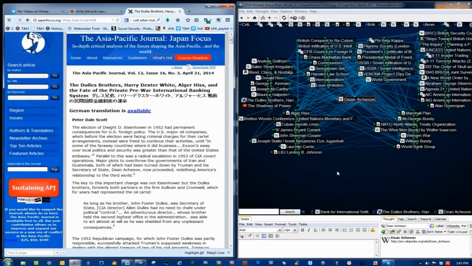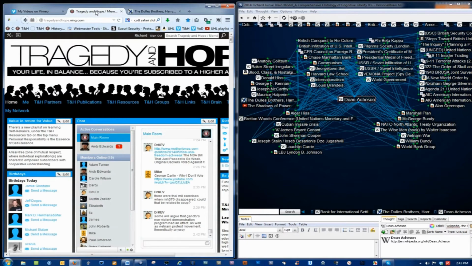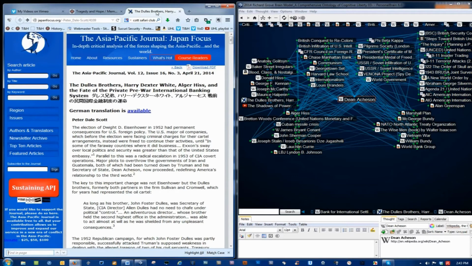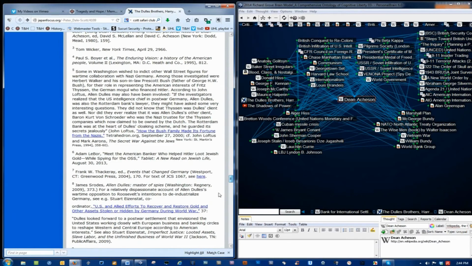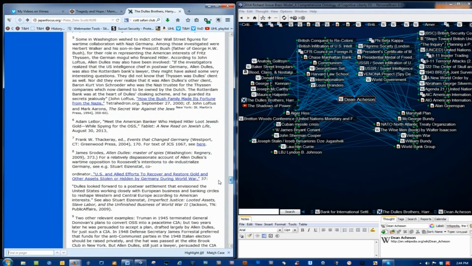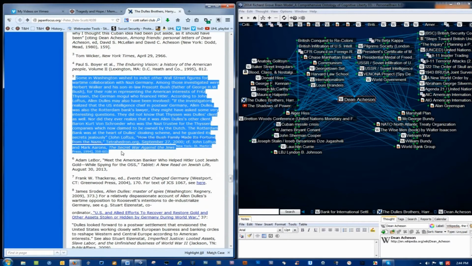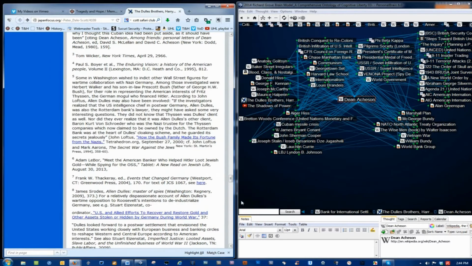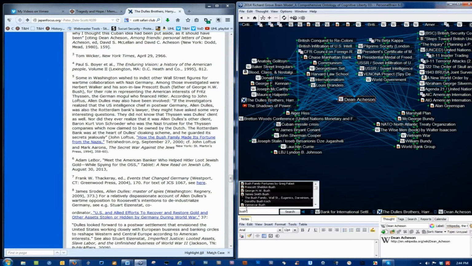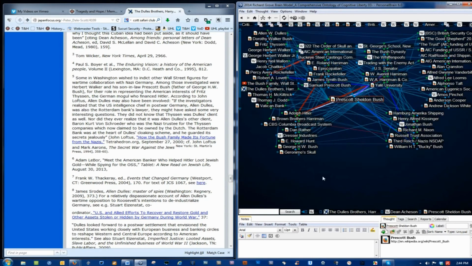Yeah, absolutely. And with regard to what you were mentioning earlier, and finding in some of the other articles that tie into the Peter Dale Scott, it's actually discussed in footnote 5 of this Japan Focus article, where it says that some in Washington wished to indict other Wall Street figures for wartime collaboration with Nazi Germany. Among those investigated were Herbert Walker and his son-in-law, Prescott Bush, father of George H.W. Bush, of course, grandfather of George W. Bush, for their role in representing the American interest of Fritz Thyssen, the German mogul who financed Hitler with the Union banking cartel, etc.